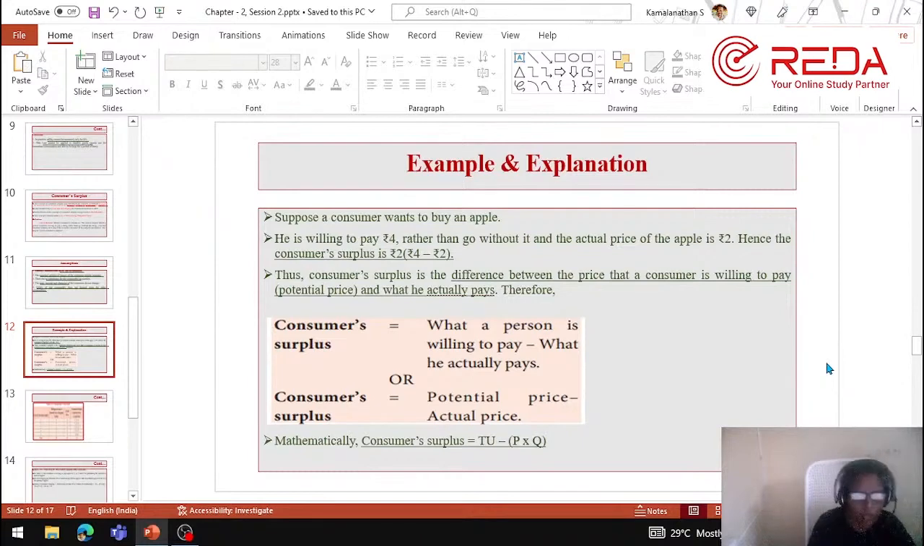I'll spend 2 rupees to purchase one apple, and I'll have an extra 2 rupees in my hand, which is a surplus to me. As a consumer, I have a surplus of 2 rupees in my hand. That's why we call this concept consumer surplus. Okay, so the concept is very simple. The consumer will have whatever commodity, here we have taken apple.